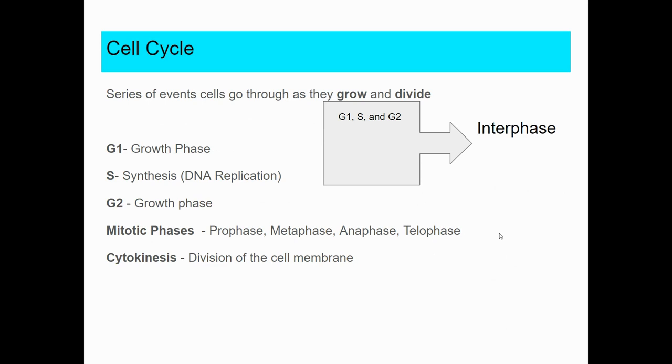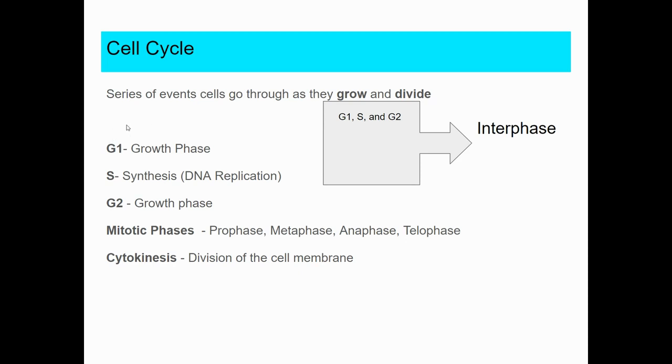Cell cycle. These are the series of events that cells go through as they grow and divide. There are a few of them here. We got G1, which is growth phase, S, which stands for synthesis, G2, which is another growth phase. Then we have the mitotic phases of prophase, metaphase, anaphase, telophase. This is when the cell is getting ready to divide, and then cytokinesis, when you actually divide, division of the cell membrane. So think of it like the life cycle of a cell.